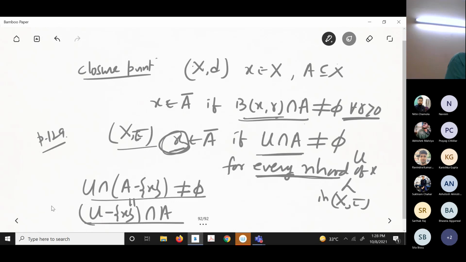Now I am defining Definition 3.7. X is called a closure point, accumulation point. The set of all closure points is called A bar, the set of all accumulation points A prime. And x is called a boundary point if it belongs to the closure of A as well as the closure of its complement. So after you do the result, this definition 3.7 automatically comes.